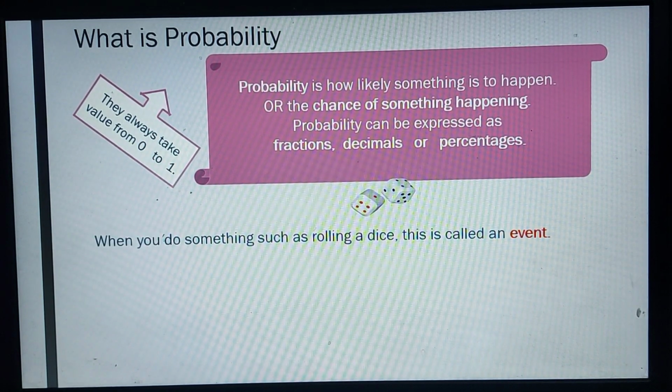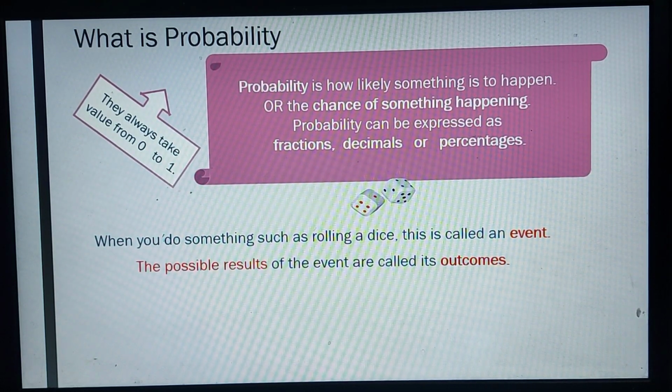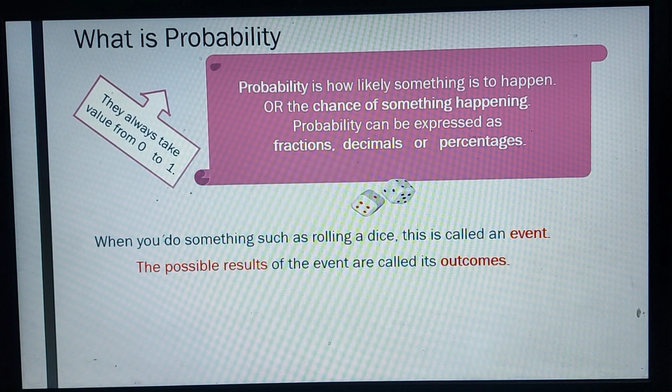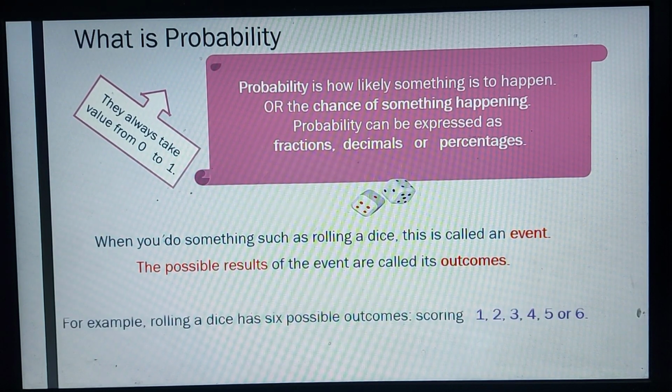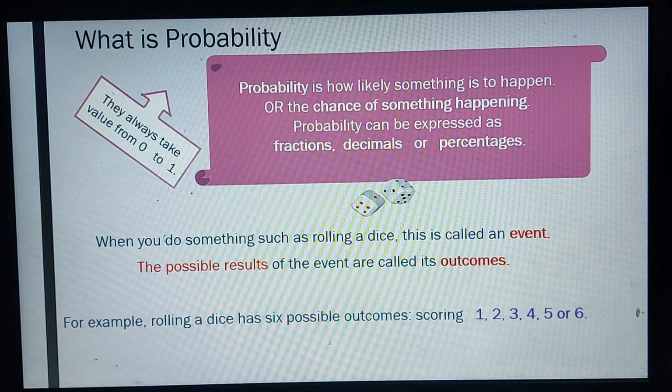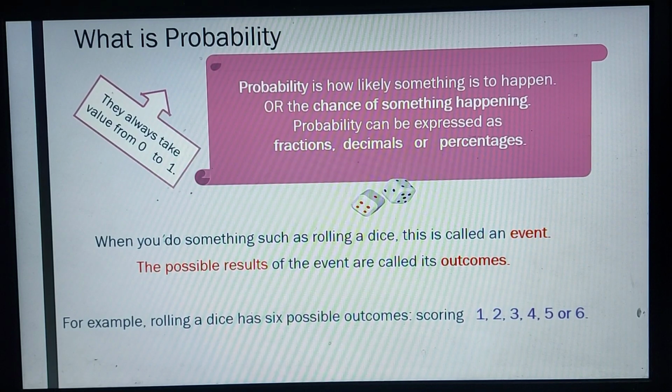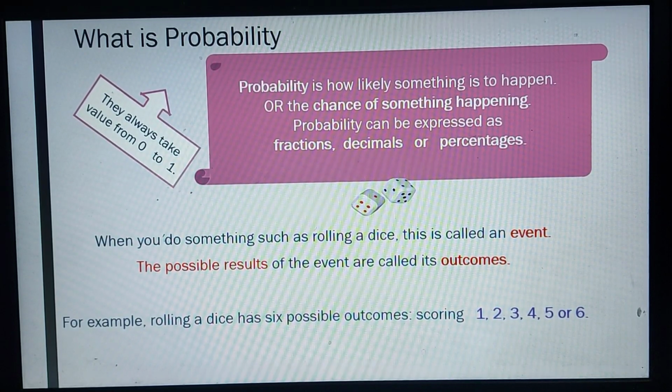Now, when you do something such as rolling a dice, this is called an event, and the possible results of the event are called outcomes. For example, when you roll a dice, you have 6 possible outcomes because a dice is numbered from 1 to 6. So when you roll a dice, you have 6 possible outcomes.